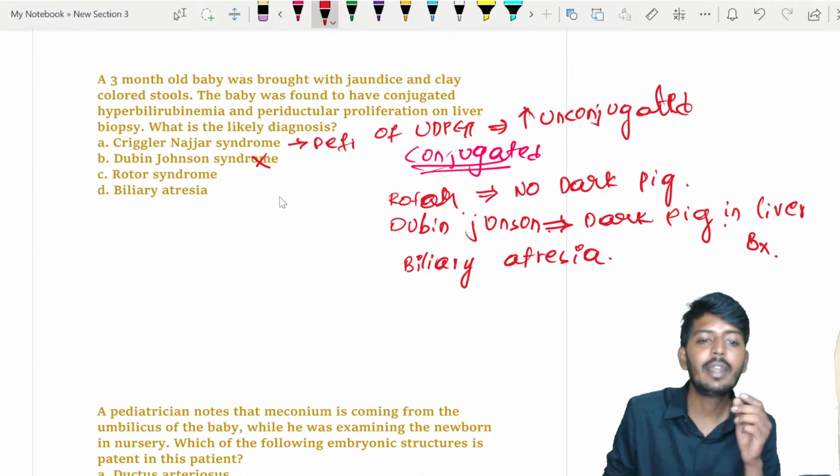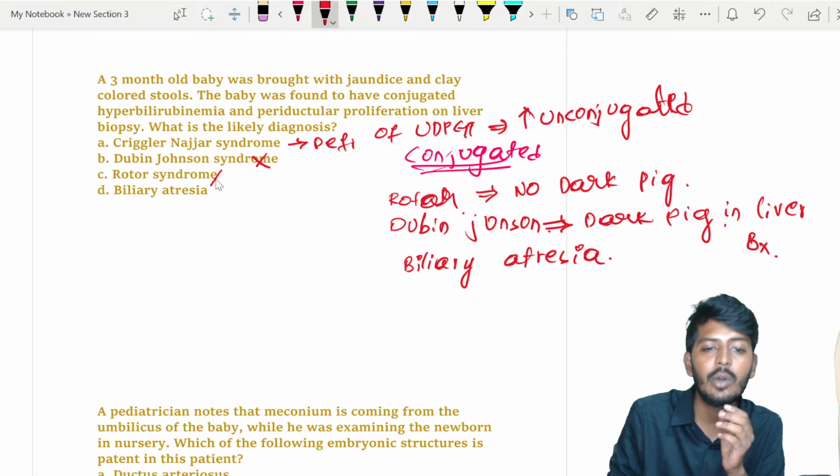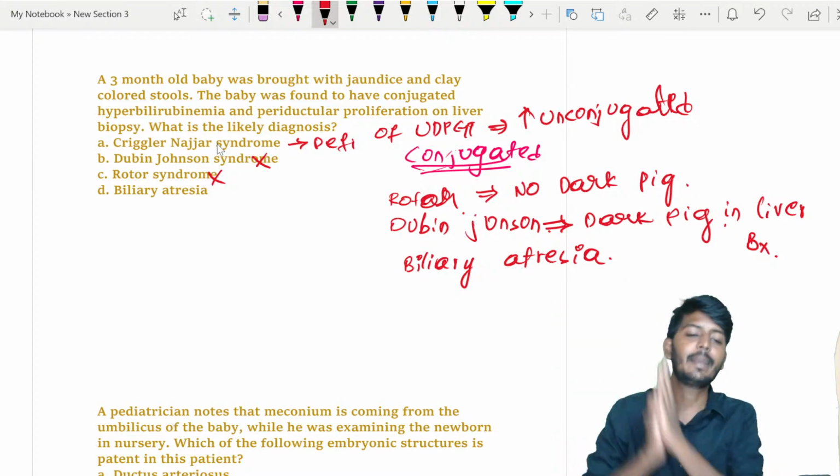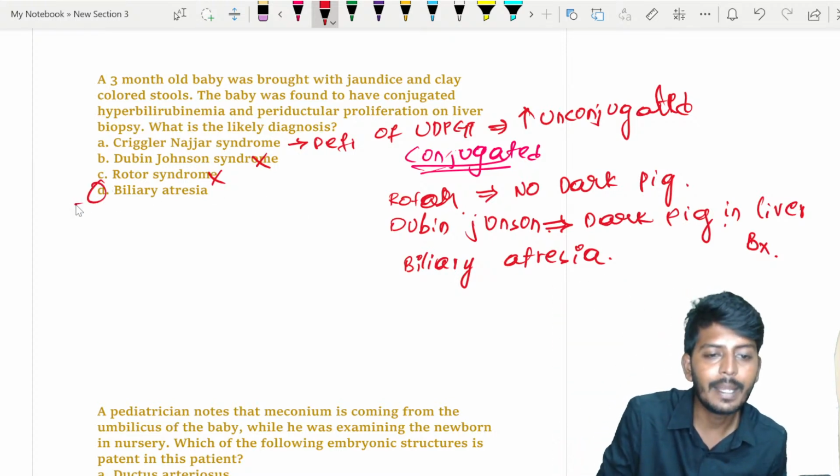So then what is that? Here there is no dark pigmentation also. Rotor syndrome goes out of the route. And Crigler-Najjar is an unconjugated hyperbilirubinemia. So we are left with biliary atresia.